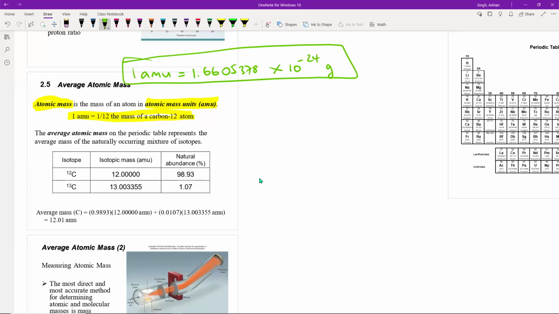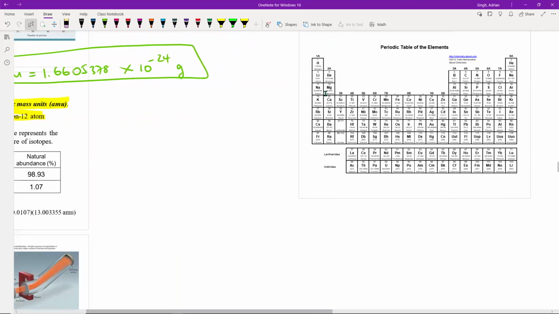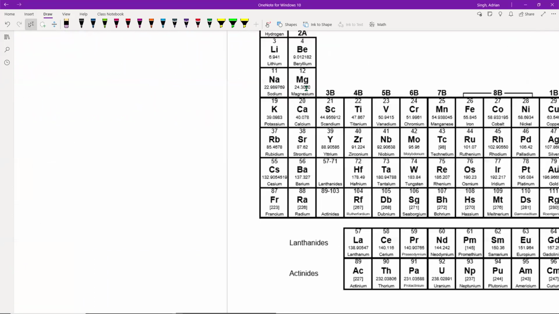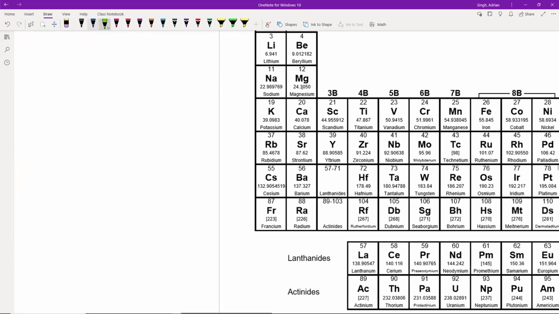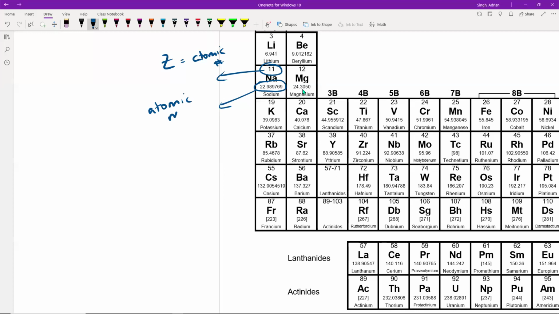So when we see an entry in the periodic table, for instance, we looked at sodium before, let's take a look at sodium here. You'll see that in addition to the atomic number, remember 11 here for sodium is Z, the atomic number, the other number that you see in the periodic table entry is this number here. That's usually a decimal, and that is the atomic mass. It's not the mass number, it's the atomic mass of that particular element, and that is in AMUs.